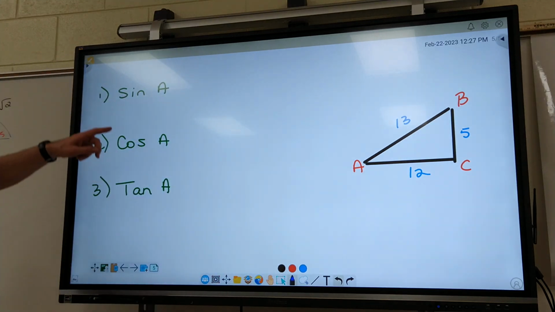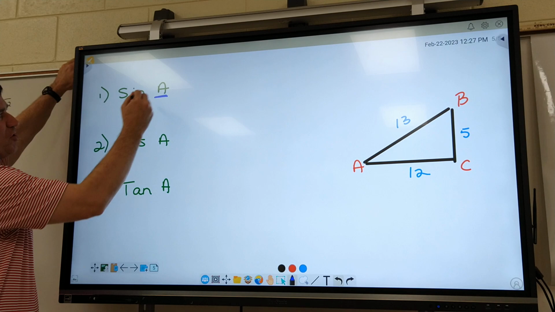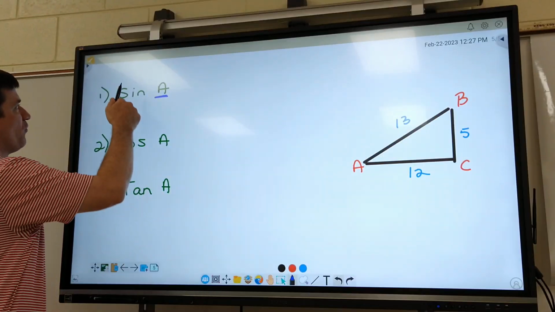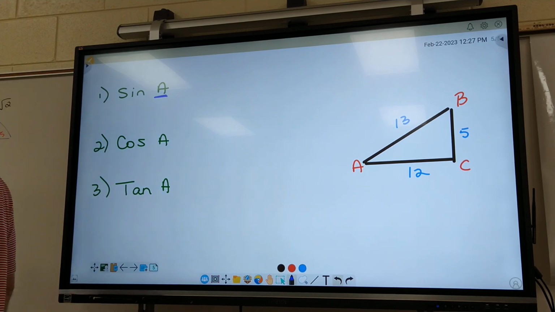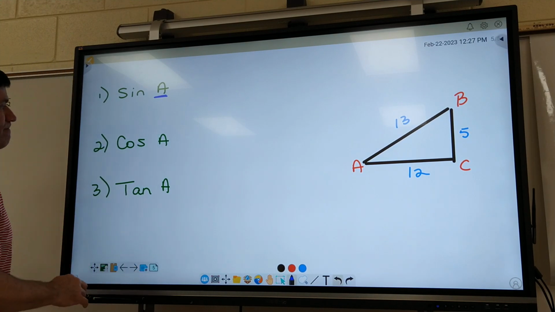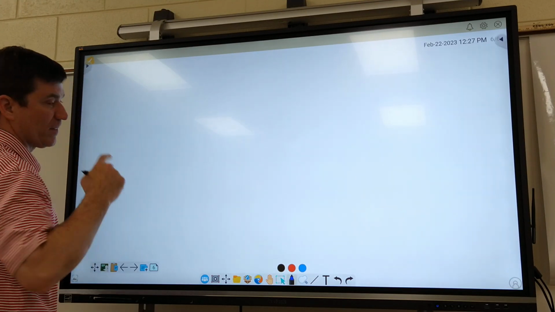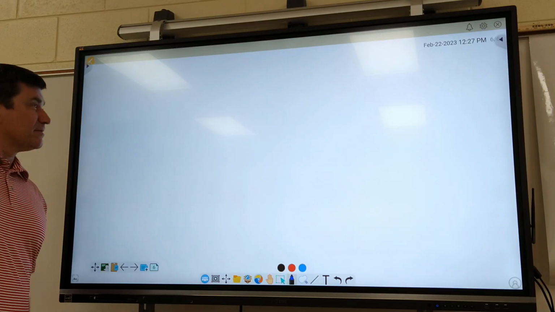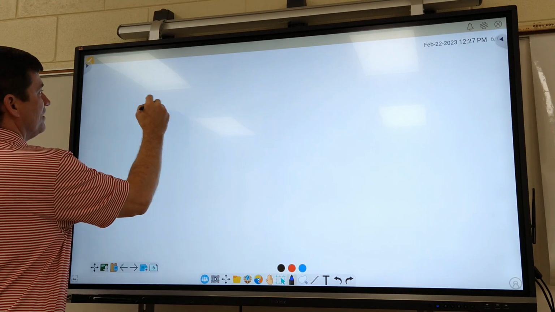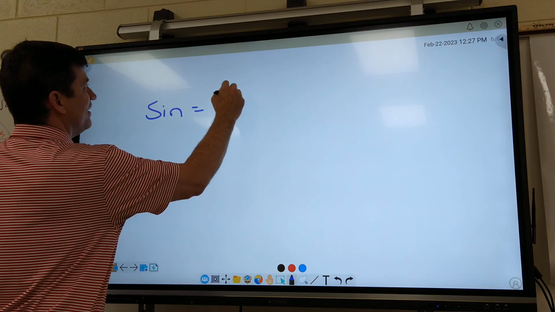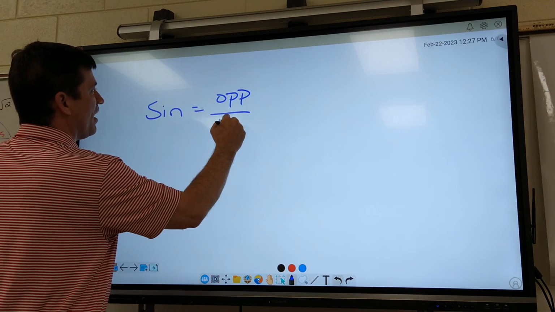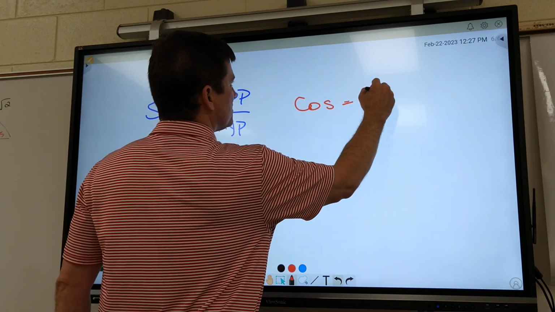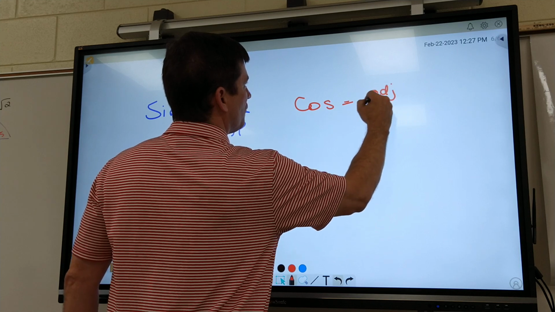All right, so the capital A right here is showing us where to start. They want us to start right here. So the formula for sine, Sokotoa, there you go. So sine is opposite over hypotenuse. Cosine is adjacent over hypotenuse.